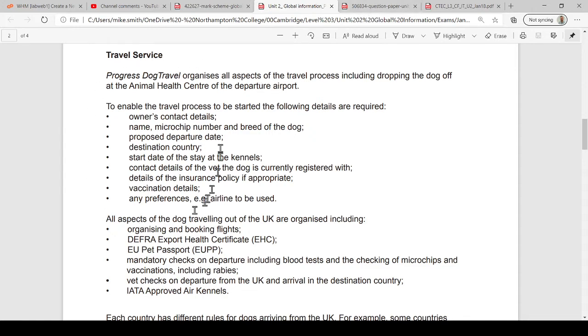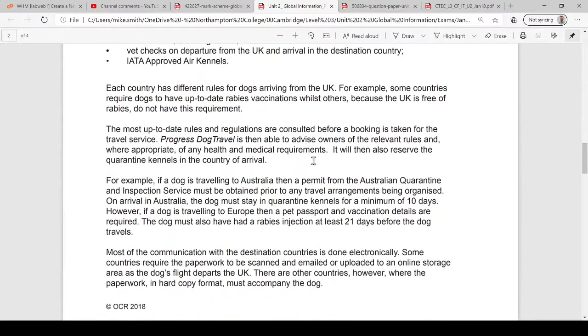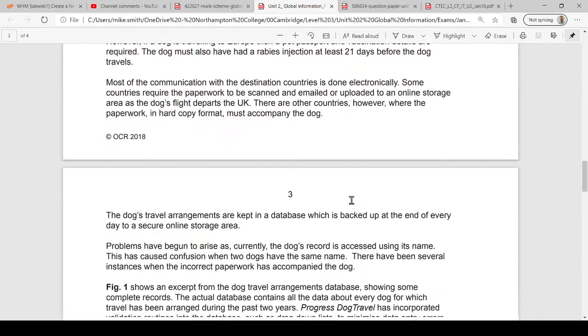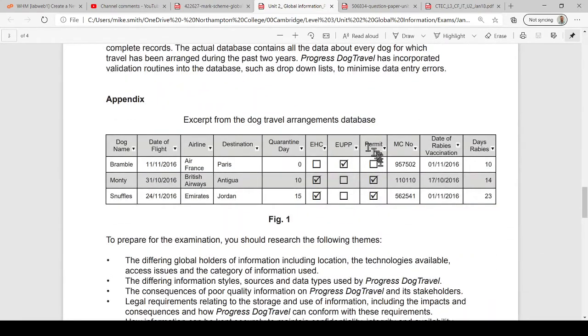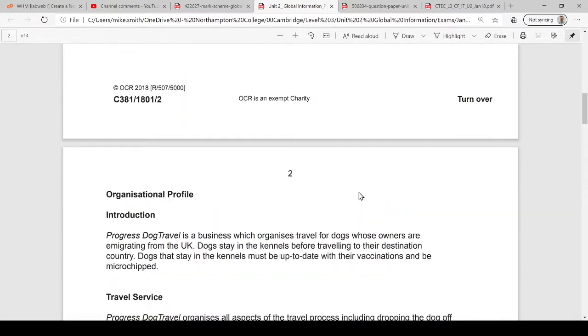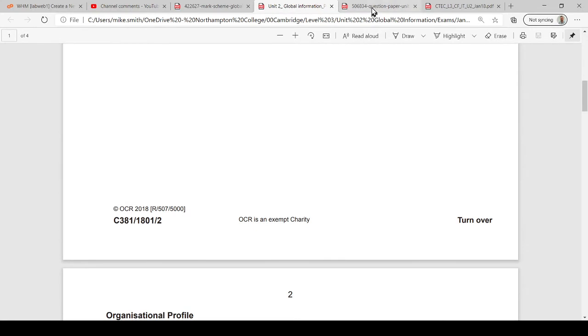So here's the case study. There's a little bit of information here, and as we can see, it tells us that there are dogs traveling to places like Australia. So we're moving outside of the EU. It's the usual kind of excerpt from the database, and there's the general case study here that gives us a little bit of information about it.